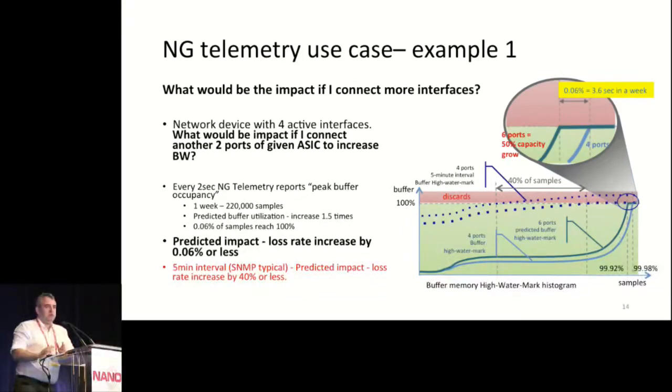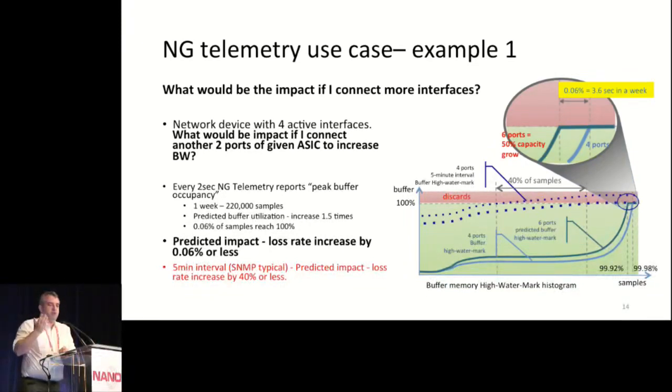Let's assume that the question is, okay, I have 4 interfaces working. My platform has another 2. I'm not using them yet. But what will be the impact if I start using them? And let's assume that we are looking at the buffer memory, shared buffer, right? So if I have my high fidelity telemetry, I have these samples every 2 seconds, which means that over the week there are 200,000 samples. And I observe that 44 of them, which is like 0.2%, actually show 100% buffer utilization. Probably some losses. Who cares?